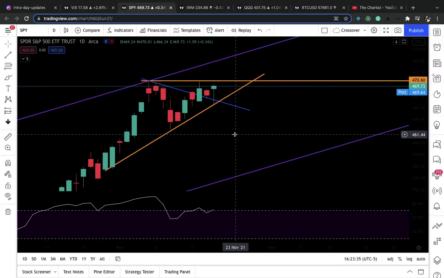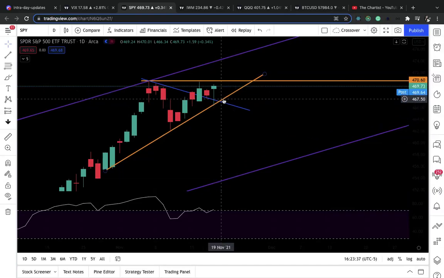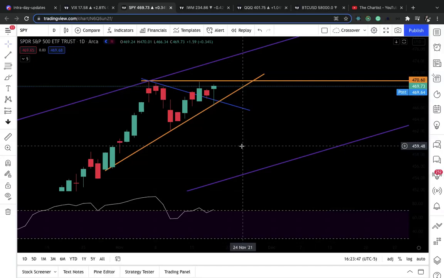But listen, I don't care if you a bear. I don't care if you a bull. I don't even care if you a scalper like me. If this ascending triangle gets broken, I'm just going to switch over to bearish. And I'm going to be betting to the downside. Price target in a bearish scenario is 457.